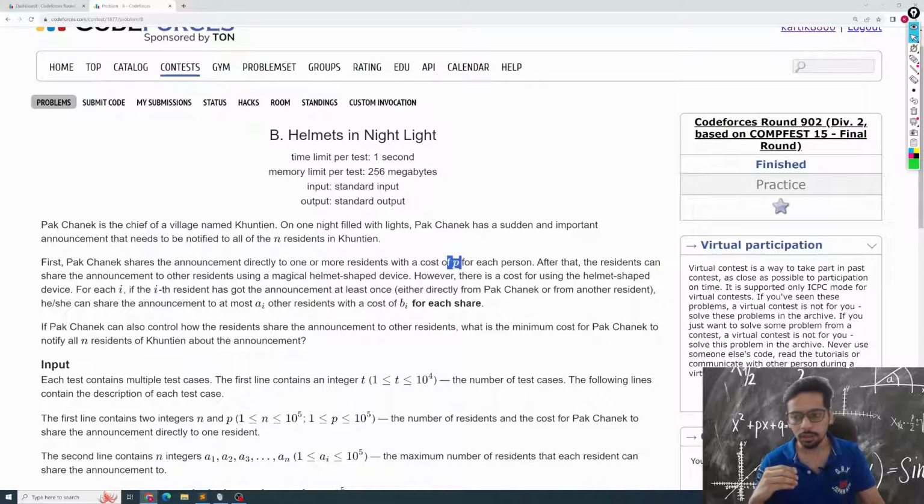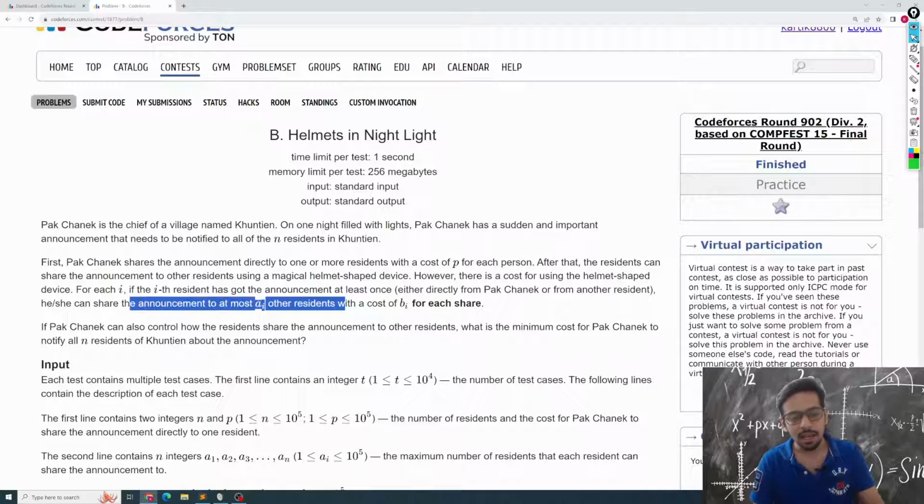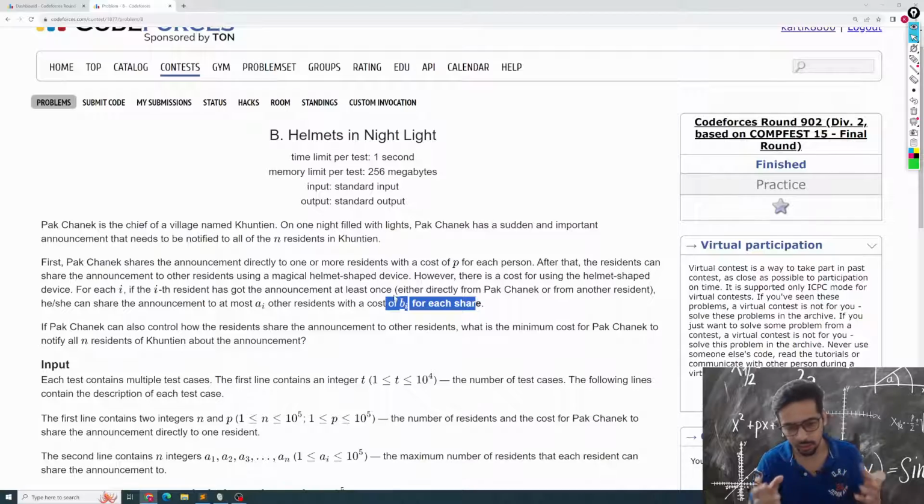But every person, if there is a person P1, they know the information, then they have two qualities. One is a share capacity and the other is a share cost. They can share the news further with more people, less than or equal to the share capacity. So if their share capacity is 5, they can share the news with less than or equal to 5 people. Here Ai is the share capacity. They can share the announcement to Ai other residents, but the cost of sharing it would be Bi, the share cost. So every person has these two qualities.